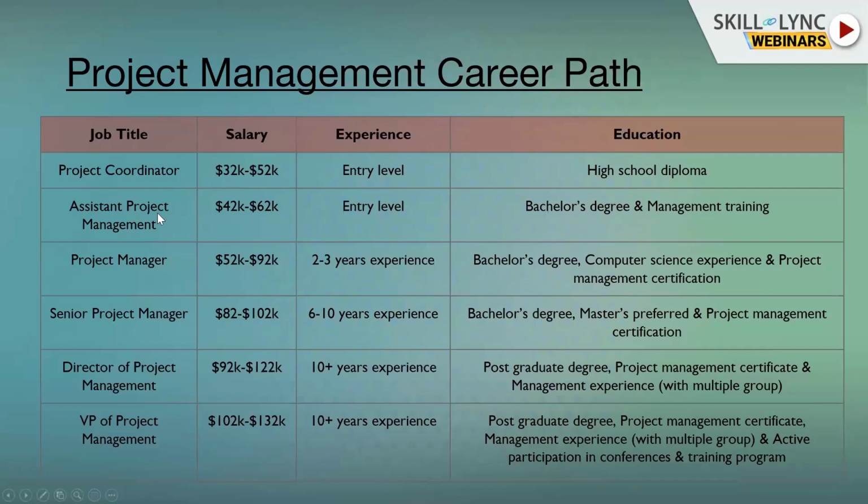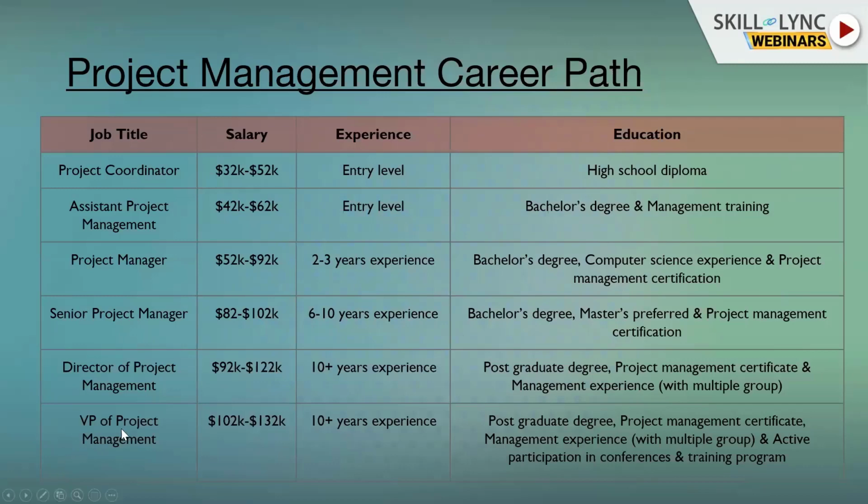Similarly, for assistant project management, a person should have a bachelor's degree in management training, and experience can be entry level. Let me tell you, this is just for example, right? The Indian scenario is quite different from what I'm speaking of. This is about the global picture, where people in the project management career path are utilizing those kinds of skills and have this kind of salary package and position, right?